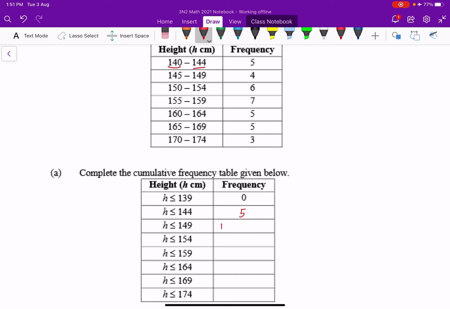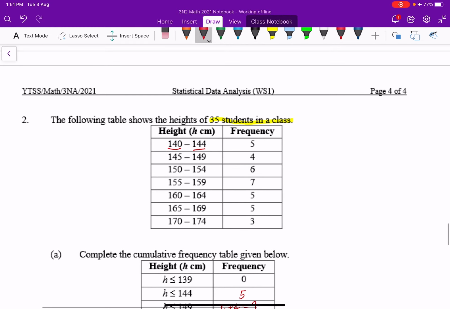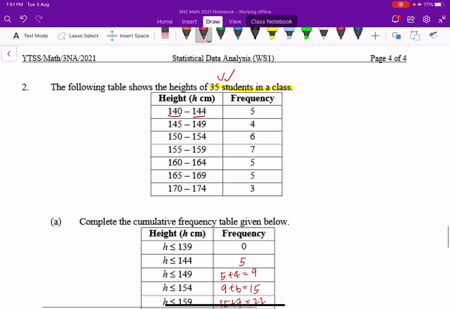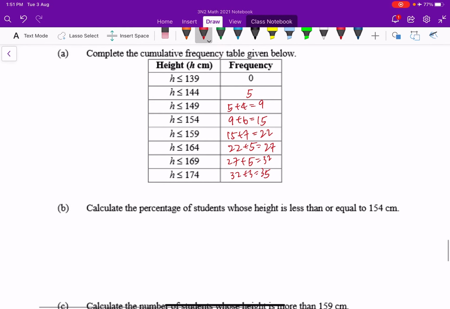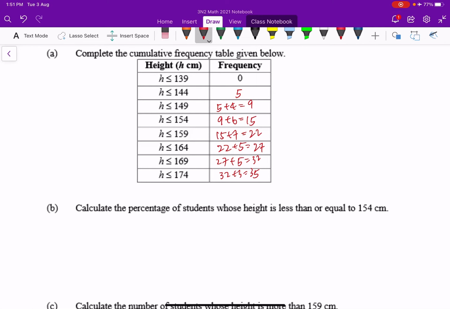So the next one here is actually 5 plus the next number, 9. So we just have to add all these numbers in. And I get a total of 35, matching my maximum number, the total number. Now calculate the percentage of students whose height is less than or equal to 154. If you have not done this question, please pause and finish the rest, then continue the video.